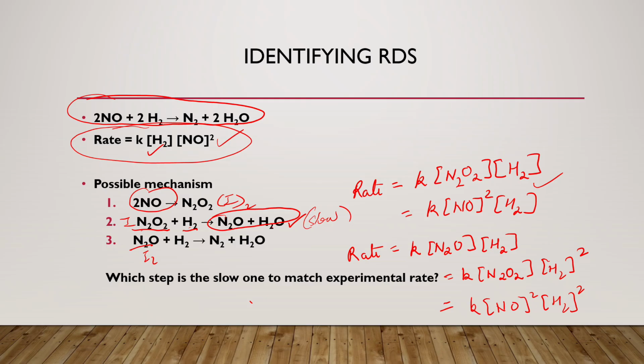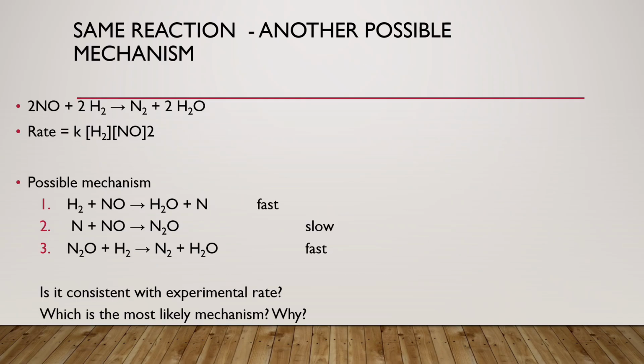If this explanation is not clear, I would like you to review this part of the video again, and reach out to me if you have any clarifications. So for the same reaction, there is another proposed mechanism, and I would like you to pause the video here again and try to see using reasoning whether this mechanism is also consistent with the rate equation. Just to make it clear, this NO also has the 2 in the superscript. All right.